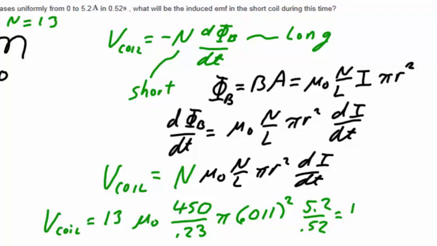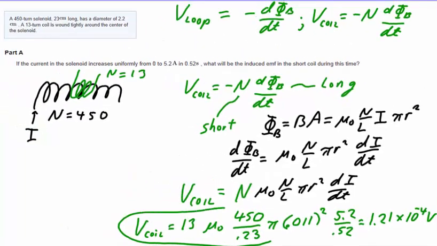The result of the calculation is 1.21 times 10 to the minus 4 volts. And this completes our calculation.